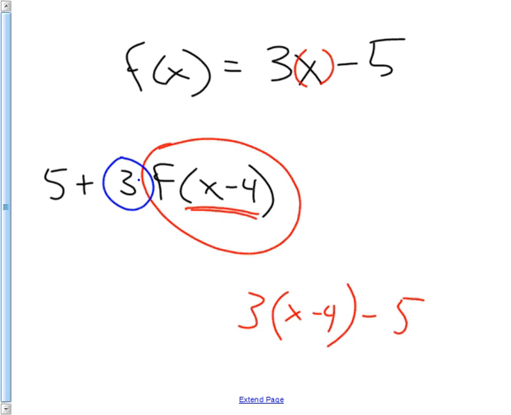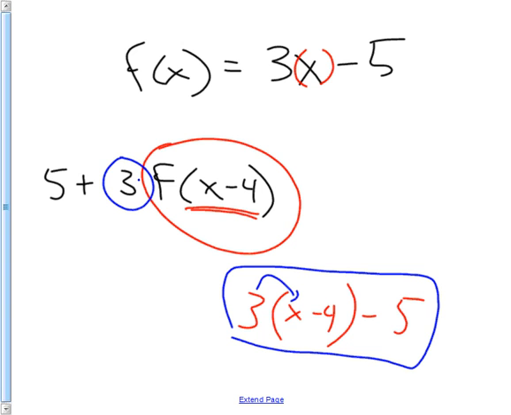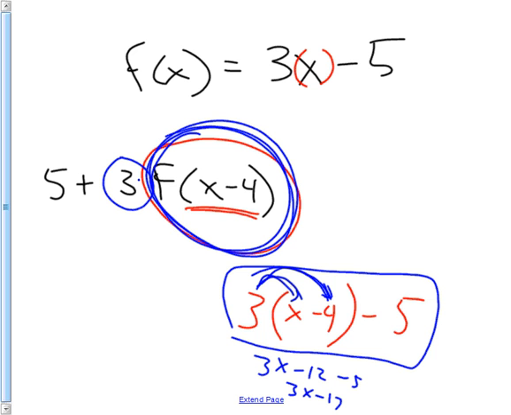Okay, so first I'm going to find this. So that's going to be 3x minus 12 minus 5, which makes 3x minus 17, I think. Right? I'm doing 3 times the x and 3 times the negative 4. If you want me to write it out, I can. It would be 3x minus 12 minus 5. And then those can go together, and it's 3x minus 17. So that's what this is. That is 3x minus 17.